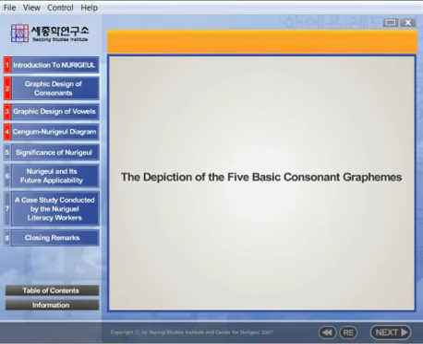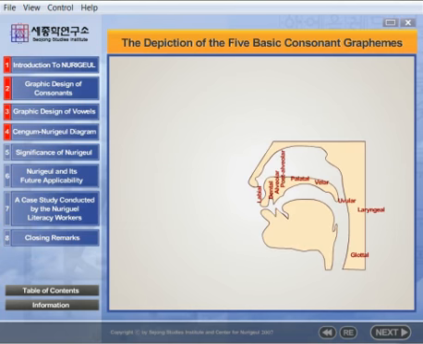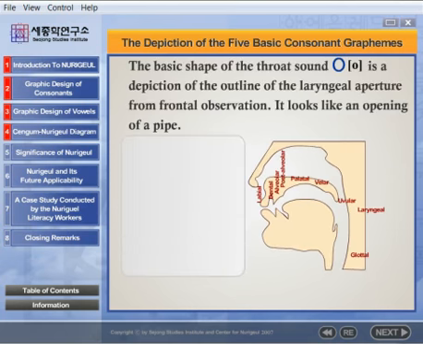The depiction of the 5 basic consonant graphemes. The basic shape of the throat sound is a depiction of the outline of the laryngeal aperture from frontal observation. It looks like an opening of a pipe.